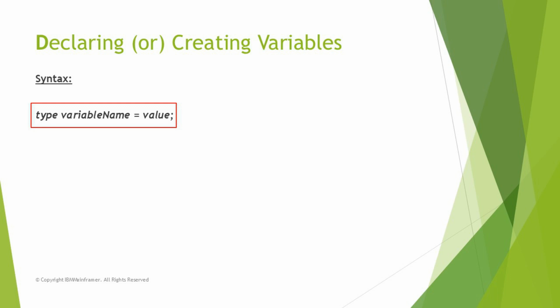So here the syntax is type, variable name, equal to value. The type tells what type of variable it is, like an int variable or a string variable. Then the variable name. The variable name can be anything, but there are some rules to define a variable name. For example, x or age can be used as a variable name. We will see the rules later in this video.